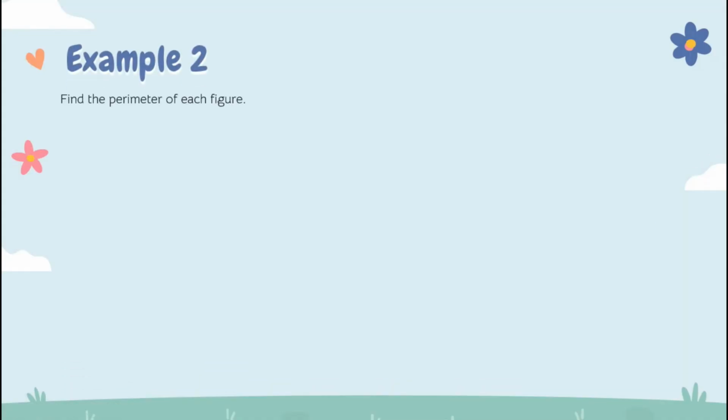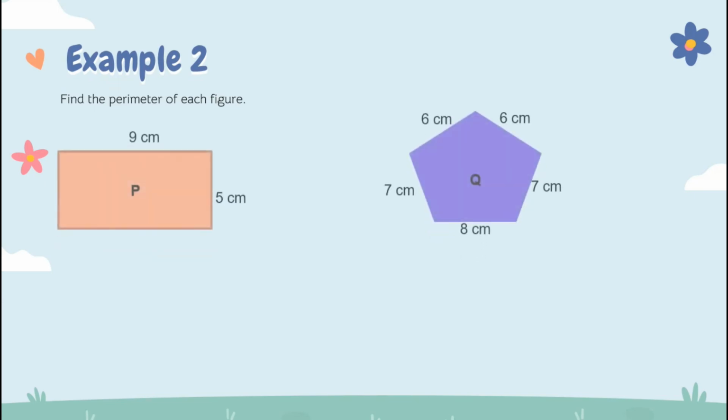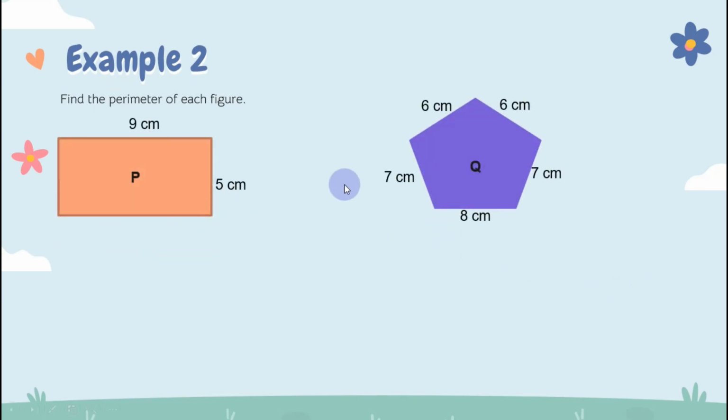Example 2. Find the perimeter of each figure. There are 2 shapes, figure P and figure Q. To find the perimeter, we just count the distance for each side. Perimeter of figure P, 9 plus 5 plus 9 plus 5. Why? Because this is a rectangle. 9, here 9. 5, in here also 5. So the perimeter equals 28 centimeter.